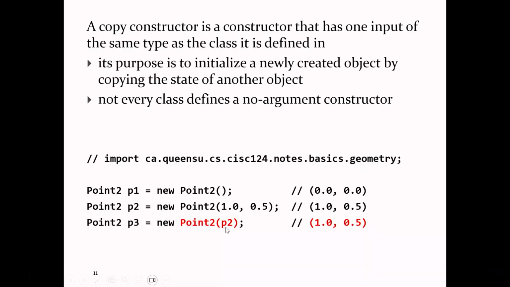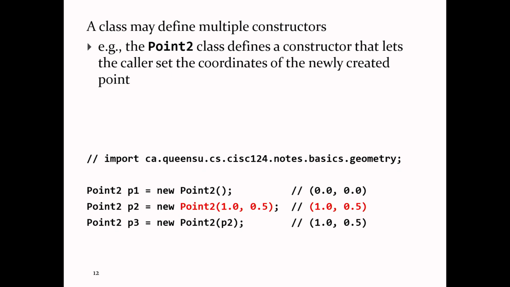And so that constructor, that third one there shown in red, is an example of using the copy constructor for this class. Oh, that's a typo. Not every class defines a copy constructor. And finally, you can add as many constructors as you want to the class, as long as the parameter lists are all unique. And so that particular constructor there lets the user pass in an x and a y value, and sets the coordinates of the point to the x and y value that's passed in.